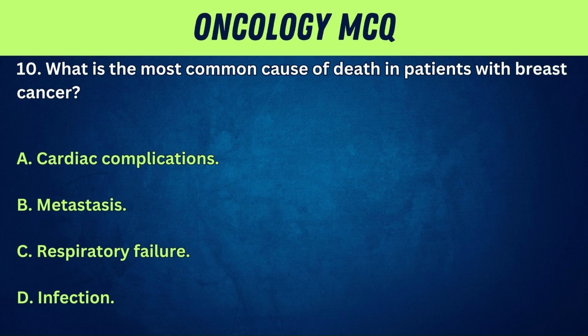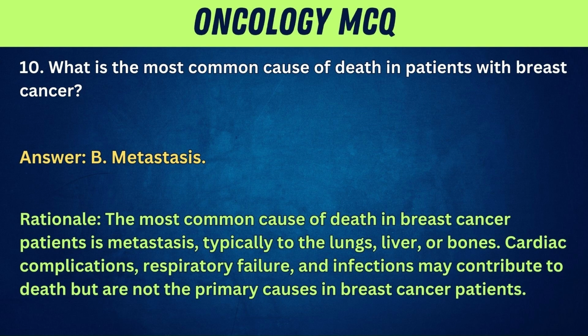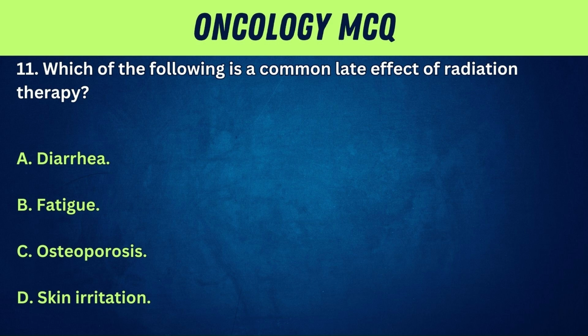10. What is the most common cause of death in patients with breast cancer? A. Cardiac complications. B. Metastasis. C. Respiratory failure. D. Infection. Answer: B. Metastasis. Rationale: the most common cause of death in breast cancer patients is metastasis, typically to the lungs, liver, or bones. Cardiac complications, respiratory failure, and infections may contribute to death, but are not the primary causes in breast cancer patients.